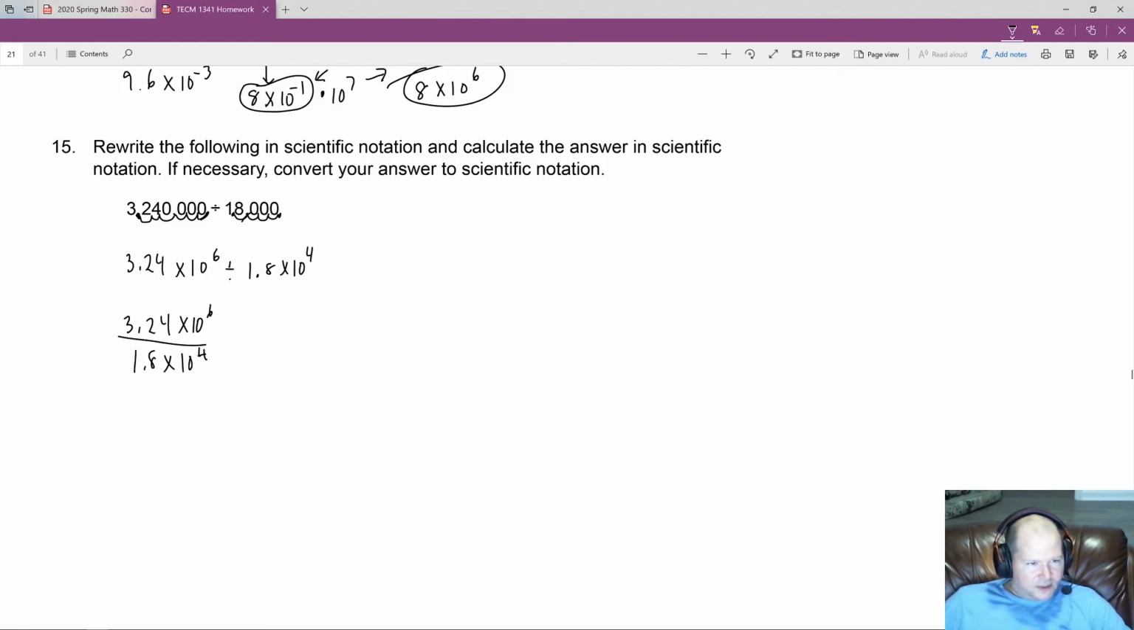And now we have to use a calculator to figure out what that is. So we get 1.8. We have 10 to the 6th over 10 to the 4th. 6 minus 4 is 2.